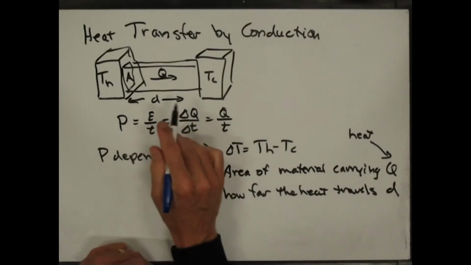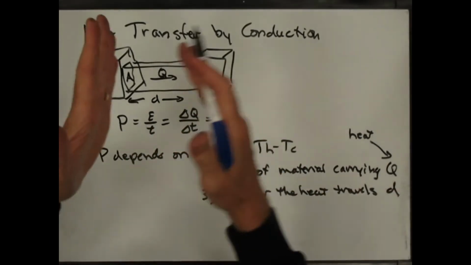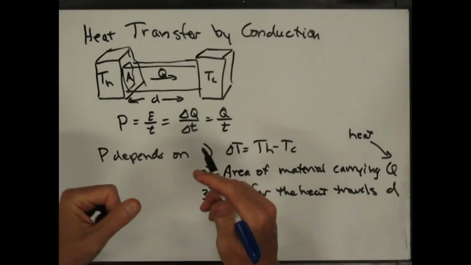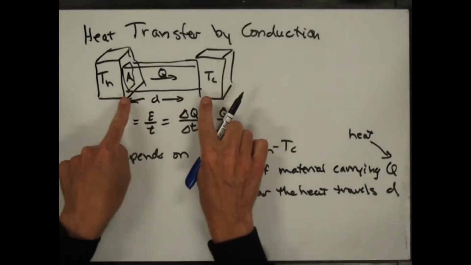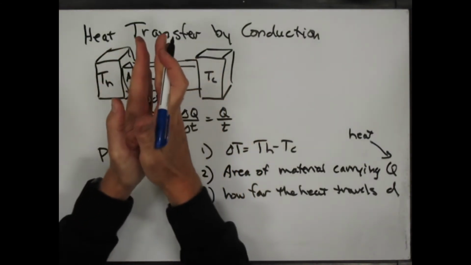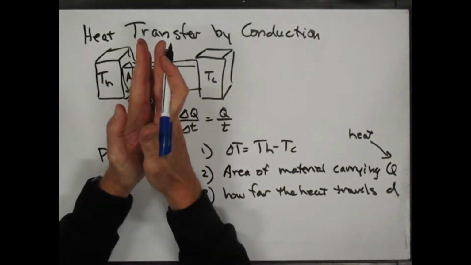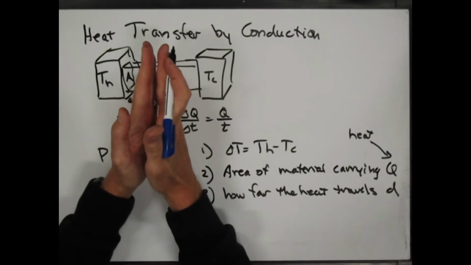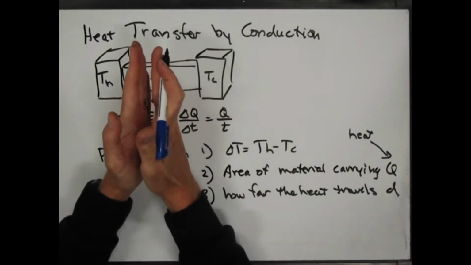D is how far the heat has to travel. The farther it has to go, the slower the rate of heat transfer. If I have two things that are almost right up against each other, the temperature difference is over a very short space, heat will flow faster, right?